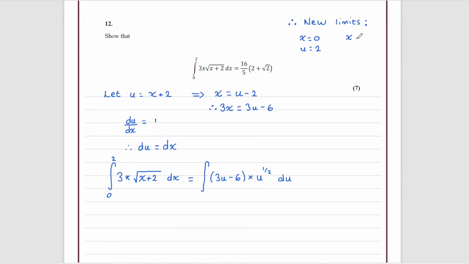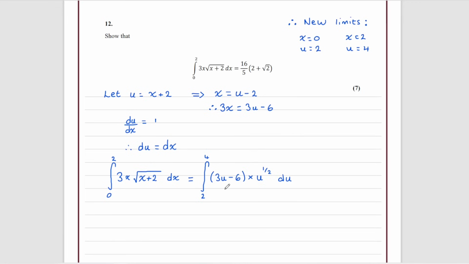When x equals 2, then u is equal to 2 plus 2. So u is equal to 4. Okay. So my new limits now are from 2 to 4. Okay. So now we need to deal with the integrand here.